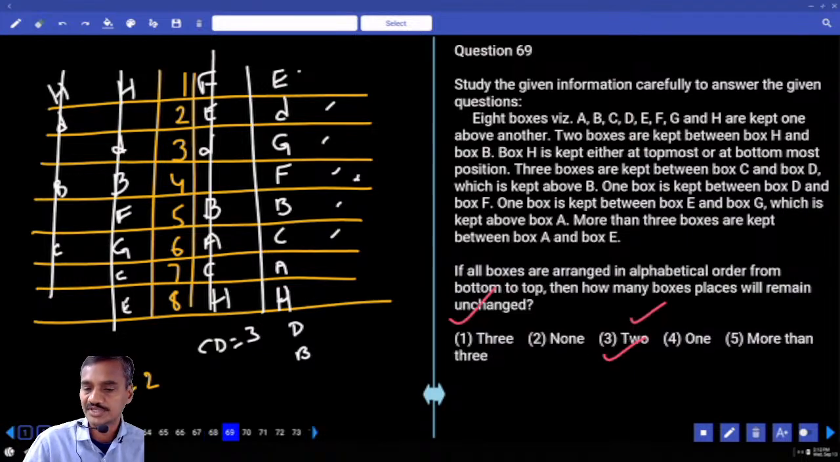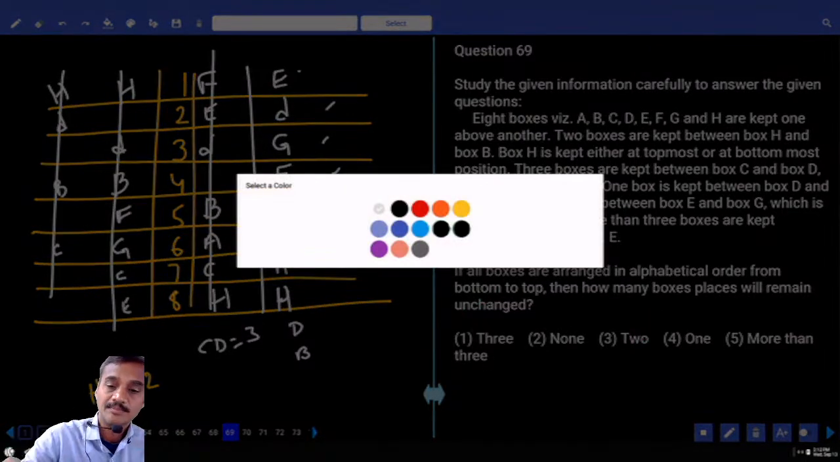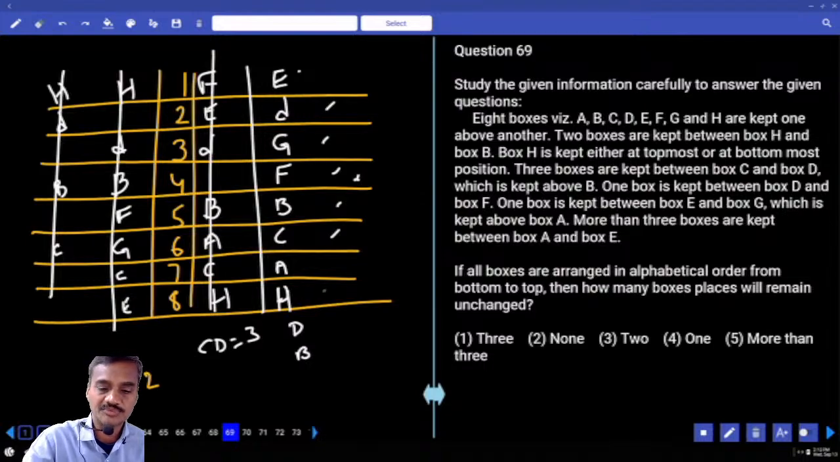The next one, 69. If all the boxes are arranged in alphabetical order from bottom to top, this is A, B, C, D, E, F, G and H. How many boxes will remain in the same position? Only one, that is C, choice 4, question number 69.